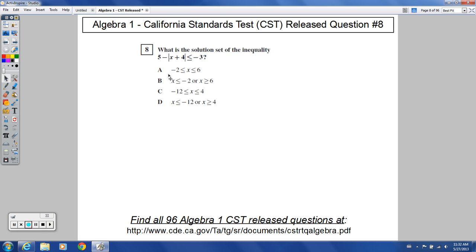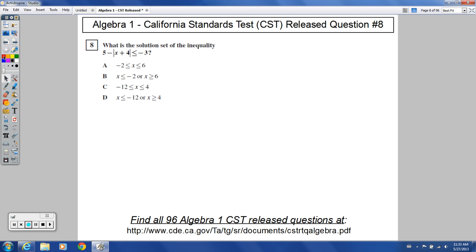I'm going to just move this over to leave myself a little more room to solve this one. So I'm going to rewrite what I have to start. I've got 5 minus the absolute value of the quantity x plus 4 is less than or equal to negative 3. What I really want to do is get the absolute value part by itself, so I want to get rid of the rest of this if at all possible. So let's see what I can do. I can subtract 5 from both sides. That gets me one step closer to getting this part by itself.